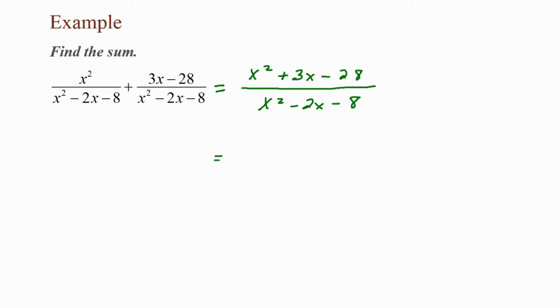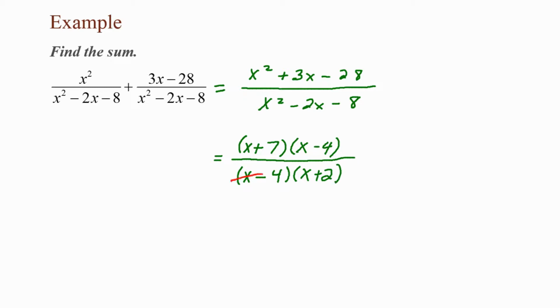For x squared plus 3x minus 28, I need two numbers that multiply to be a negative 28, but add to be a positive 3. So that's x plus 7 times x minus 4. In my denominator, I have x squared minus 2x minus 8. I need two numbers that multiply to be a negative 8, but add to be a negative 2. So that's going to be x minus 4 times x plus 2.